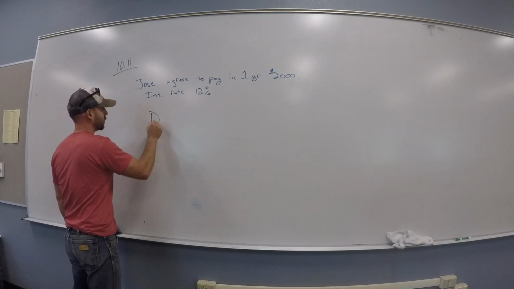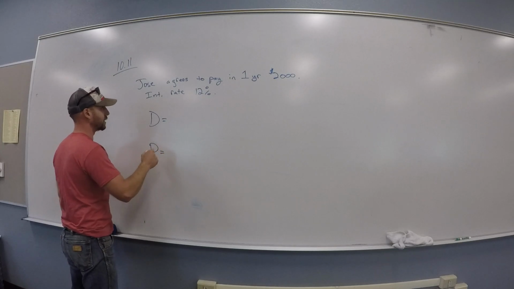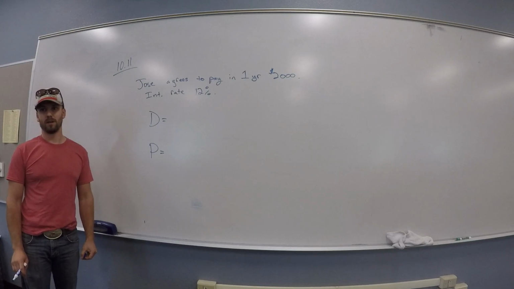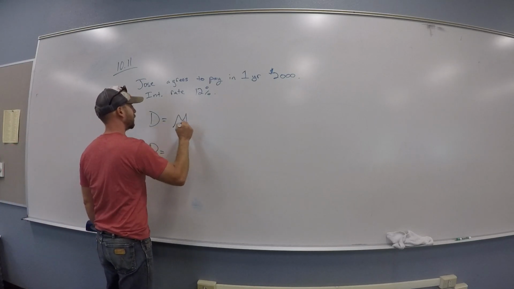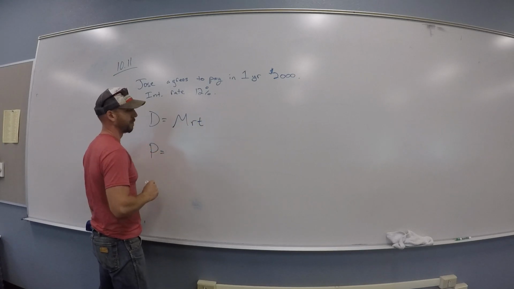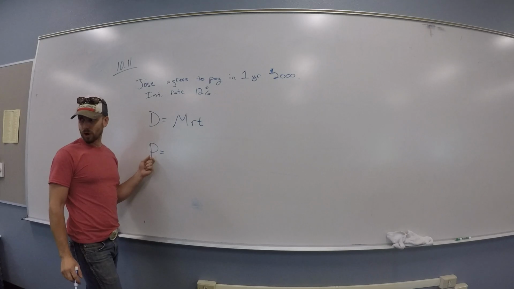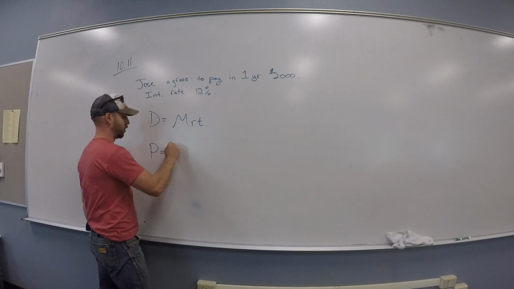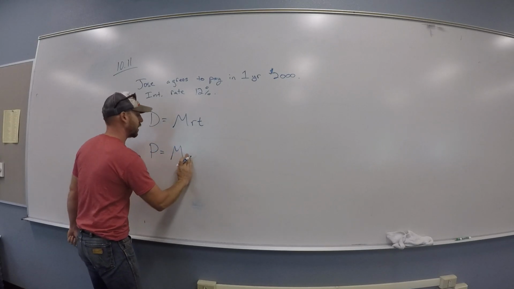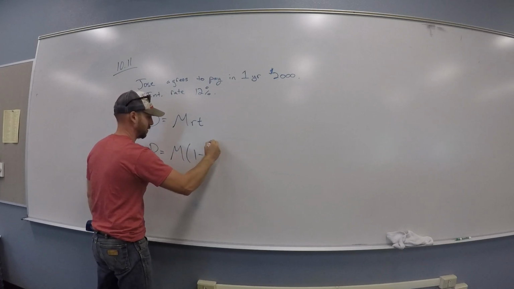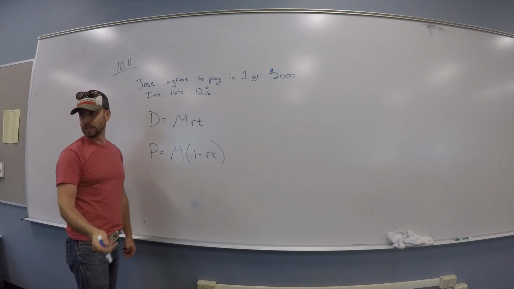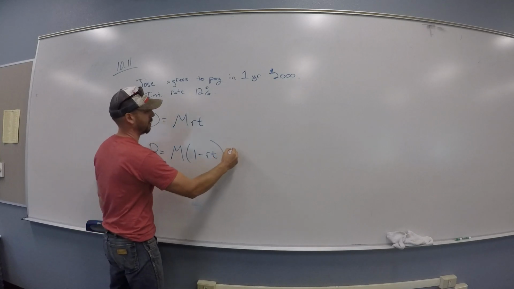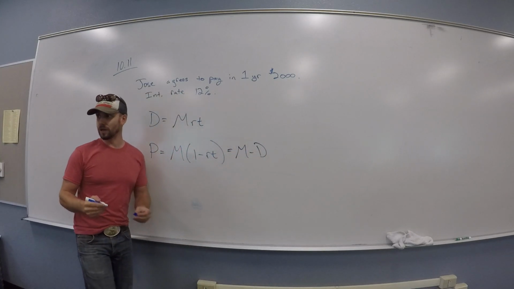So I need to remember some formulas for discount and some formulas for proceeds and then pick bits and bobs out of this. So what's the discount formula? D equals MRT. The discount is the maturity amount times the rate times the time. And P is the proceeds, which is the maturity amount times the quantity 1 minus RT. Or the maturity amount minus the discount. Since I have to calculate the discount anyway, M minus D is another way to think about that.